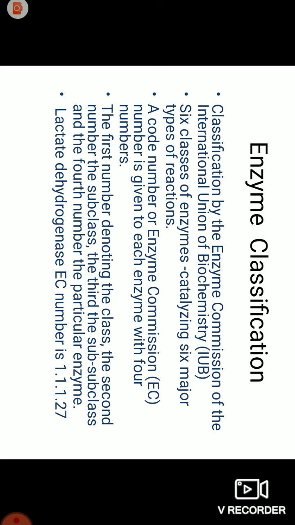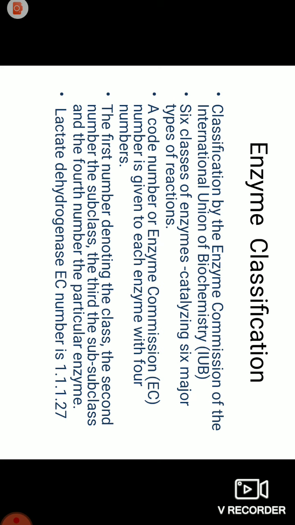So you have the enzyme commission number, which is composed of 4 numbers. That is, the first number denotes the class to which they belong. The second is the subclass to which they belong, and the third number is the sub-subclass to which they belong, and the last number, of course, is the number which is given to a particular enzyme.